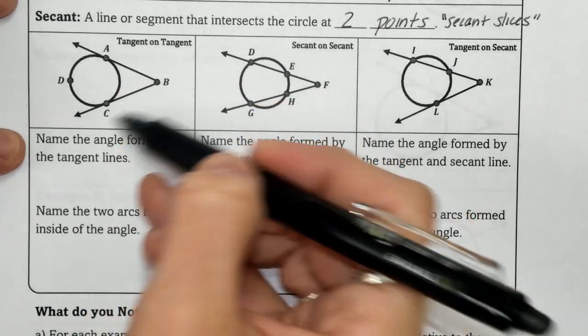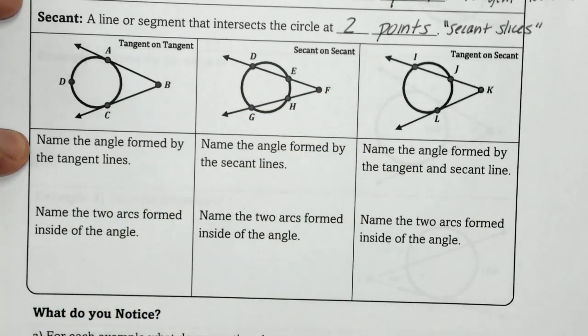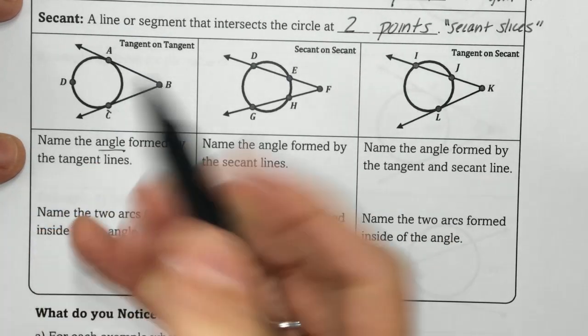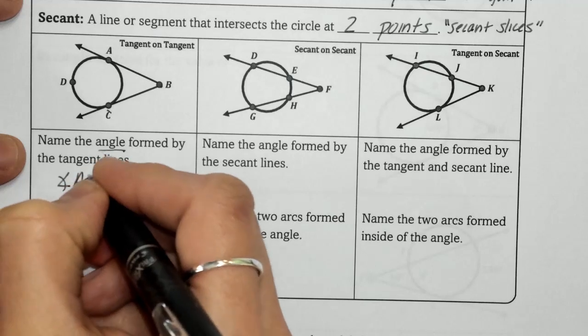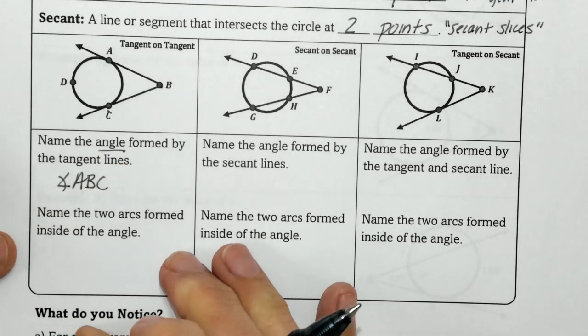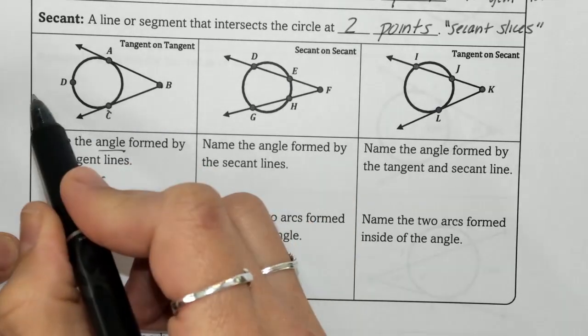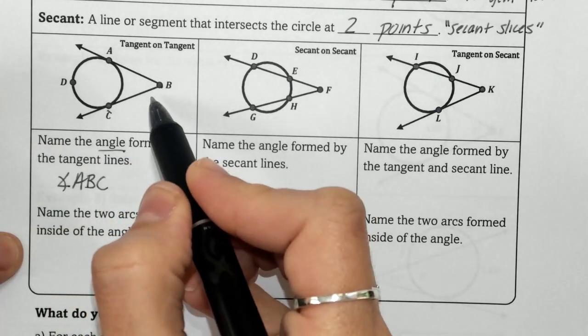So here we want to name the angle formed by the tangent lines. So we have line AB and line CB. The angle that is going to be formed is going to be angle ABC. We want to name the two arcs that are formed. There's going to be one that is closer and one that's further away from this angle that we talked about.